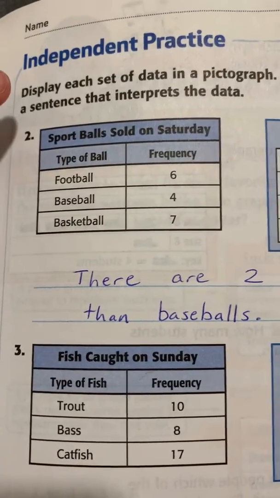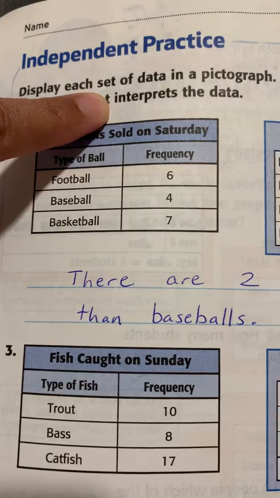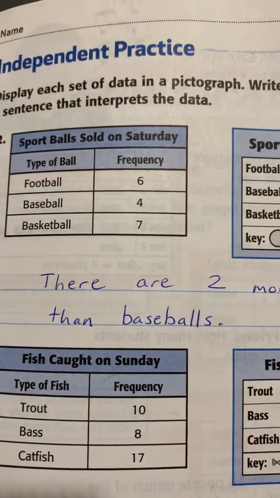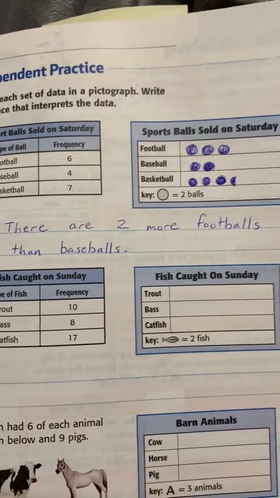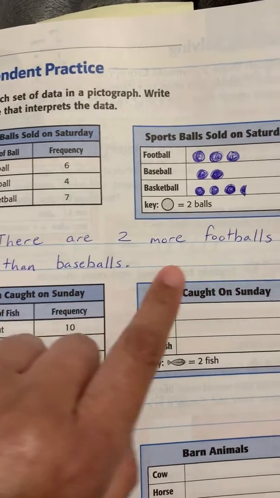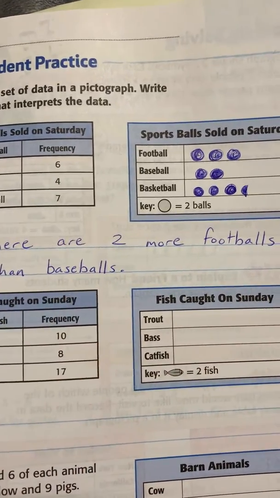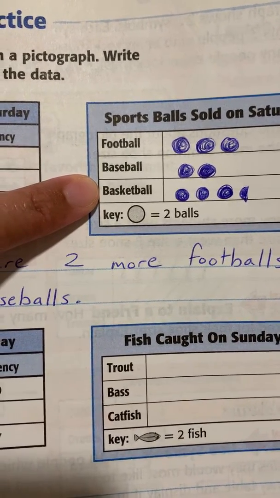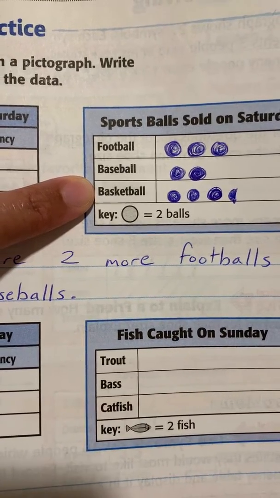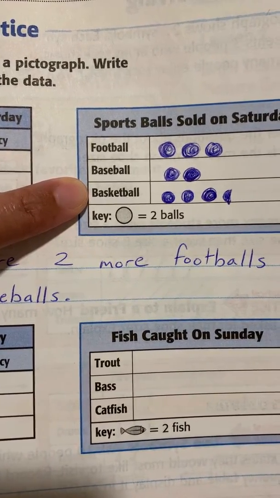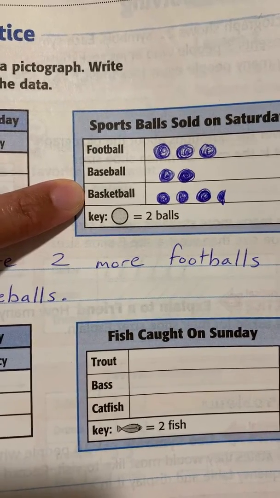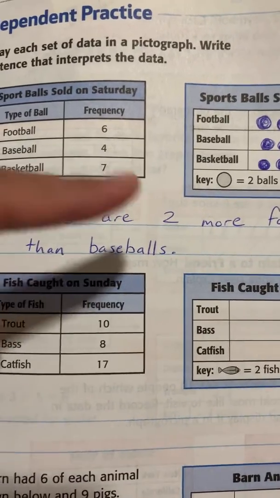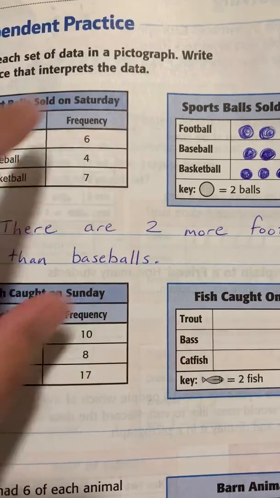And then where it says interpret the data, well, since I haven't taught this lesson, I needed to explain this and clarify it for you. You can interpret it in many ways. I wrote one sentence: there are 2 more footballs than baseballs. You could have written something else. You could have written there are more basketballs than any other kind of ball. You could have written there are 7 basketballs and 4 baseballs. So anything that you write to discuss the data is known as interpreting the data. Hope that helps.